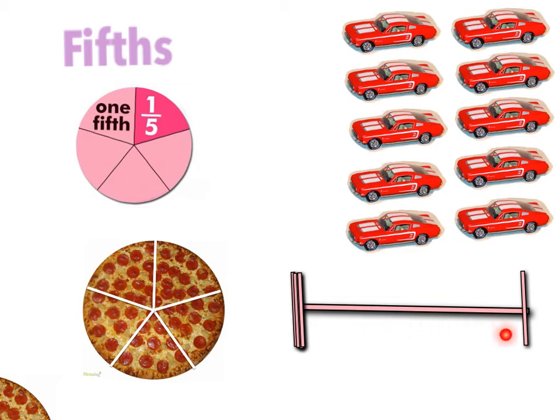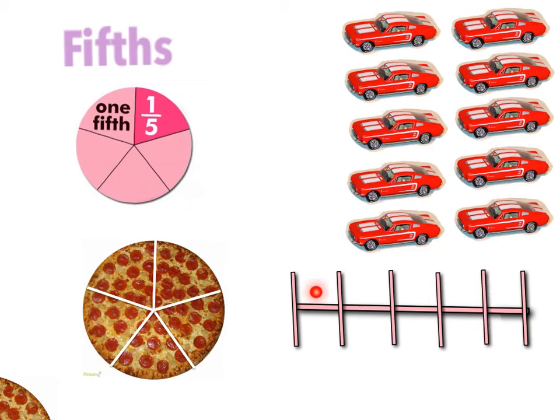Alright, let's look at lengths. So we've got the length of the running race, and we're going to partition the length of the race to create fifths. So I've got my little dividers again. I'm going to evenly place them on the running line to create 5 equal parts. So I'm going to check that. I've got 1, 2, 3, 4, 5 equal parts. So I've partitioned the length of that race to create fifths, 5 equal parts.